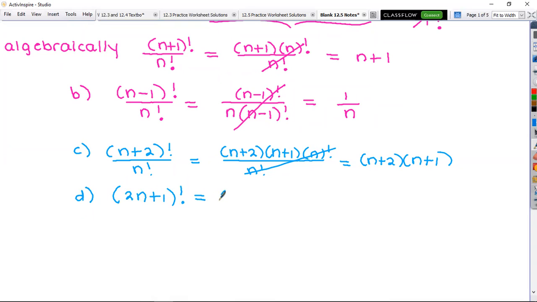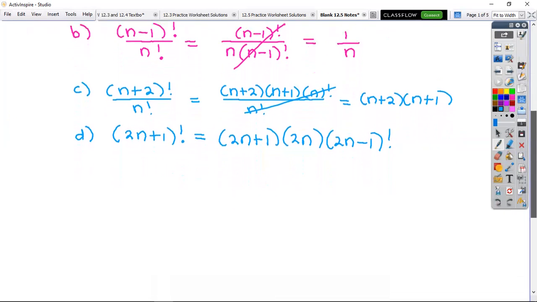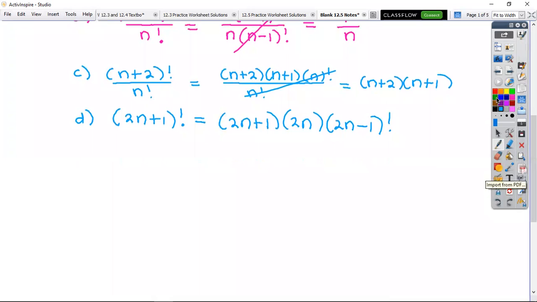So again, what you do is start with 2n plus 1 and you keep going minus 1 from this. So 2n plus 1 minus 1 would give me 2n. Minus 1 again would give me 2n minus 1 factorial. And again, you can just keep going for as long as you needed to. I'll just do 3. Usually we don't really go beyond that. How about one like this then?